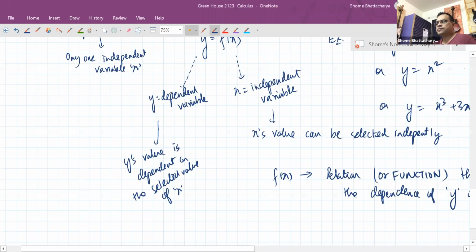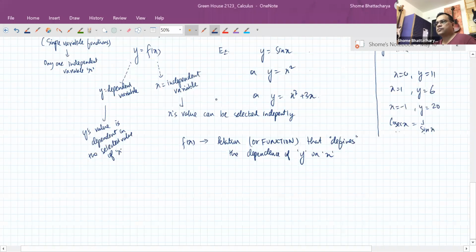Sir, in single variable functions, can the independent variable be y rather than x? Yes, it's just a matter of the name. For example, if I've written S is equal to 2t plus t cubed, this is an example where S is a function of t. So t is most probably going to be time. If we assume t is time, then time is the independent variable, and S, if we assume it is distance, is the dependent variable.